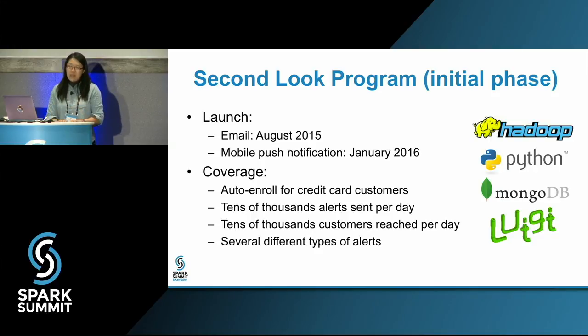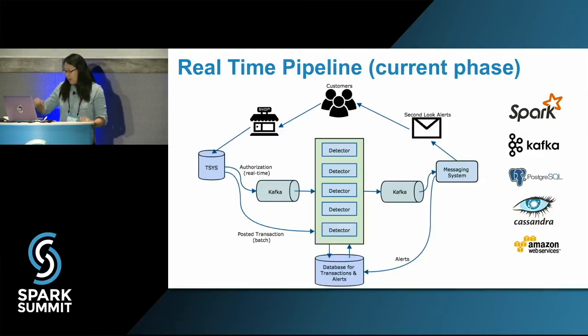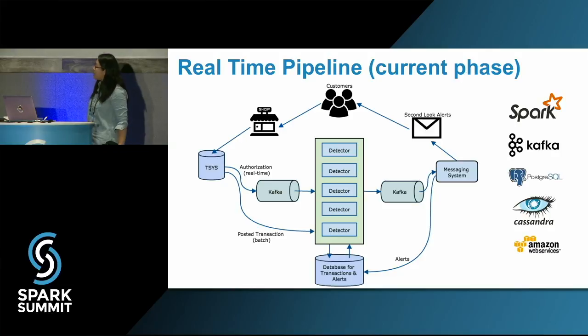So imagine if you receive an alert several days after you transact, even if you gather some detail of the transaction, you may still feel very confused, like, am I making this transaction or not? If we can send the alert in real time, before the customer puts their card back in their wallet, they will get the alert and they can resolve it with the merchant right there. So that's why we built this real-time pipeline. This is our current phase.